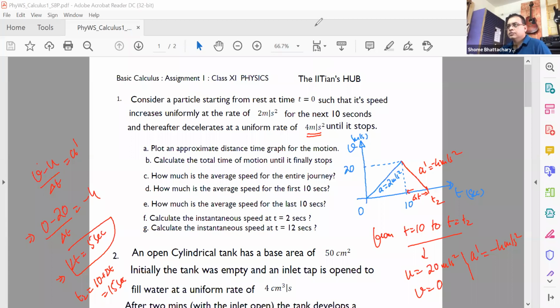So can you do question for C of this one? Okay, we'll discuss. What is the average speed for the entire journey? Okay, so the time you understood now. So this part is done. Now what is the average speed for the entire journey? How do we define average speed? Total distance upon total time, right?